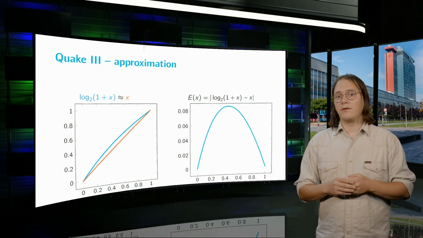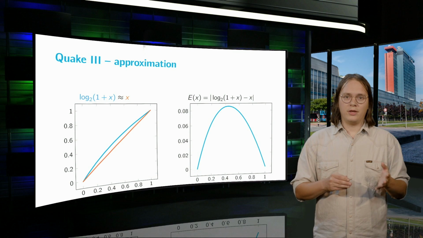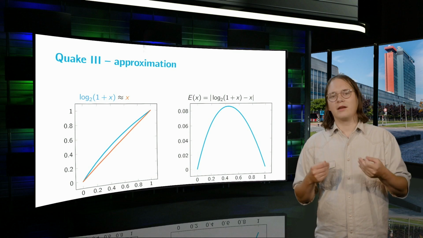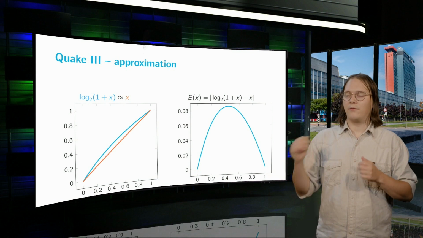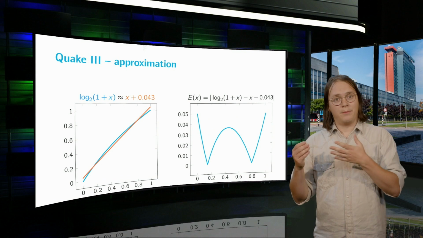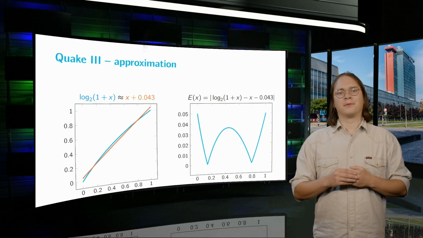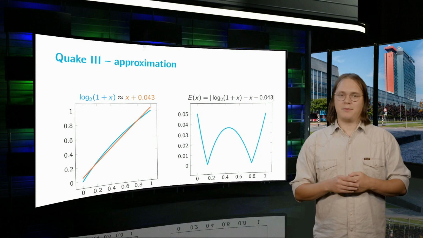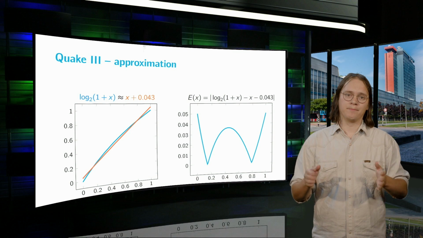Note indeed that the graphs are quite close. Actually, the programmers of Quake 3 adjusted this approximation by adding a certain constant mu equal to 0.043 to obtain the following. Note that the approximation is now a bit worse at some points, but a bit better at more other points. So overall the approximation is a bit better. At least when x is between 0 and 1.